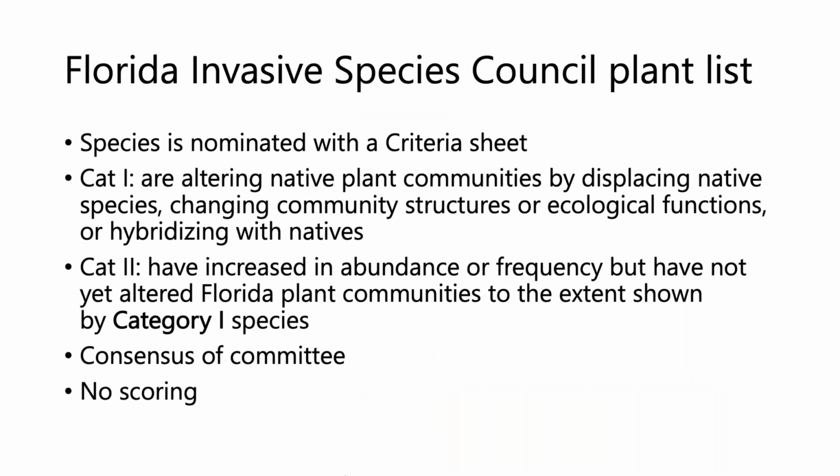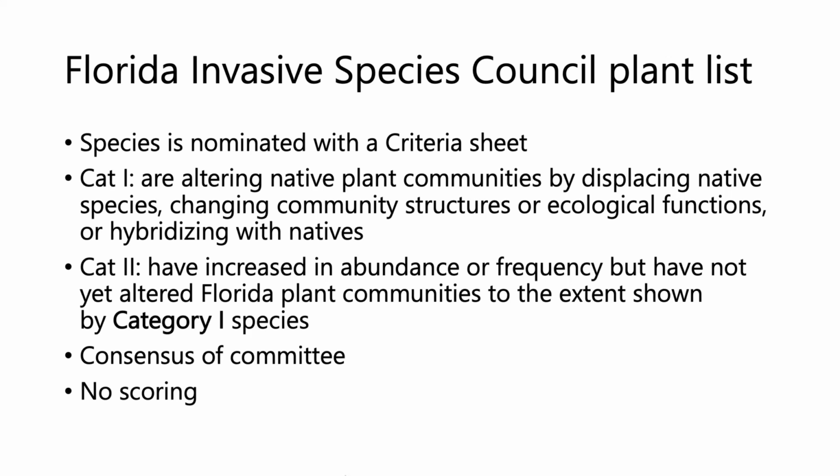Now I'm going to jump to the Florida Invasive Species Council plant listing program committee. I am a member, so I'm the incoming chair, and I've been a member of the plant list committee for a few years now. The process that we use is generally a species will be nominated with a criteria sheet. So someone will prepare a report. It contains the same information that is used in something we might think of as a status assessment, but there is no scoring involved in this.